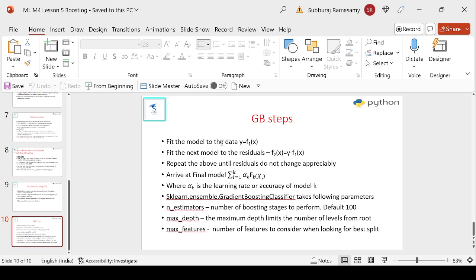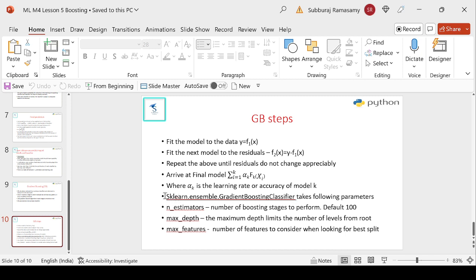The steps are: fit the model to the data, y = f1(x). Okay, fit the next model to the residuals. What is f2(x)? It is equal to y minus f1(x). y is the actual value, f1(x) is the estimated value, y minus f1(x) is the residual. So you fit the next model to the residual, and you keep doing this. Repeat the above until residuals do not change appreciably. The final model can be written as the sum over k = 1 to K of alpha_k f_k(xi), where alpha is the learning rate or accuracy of model k.